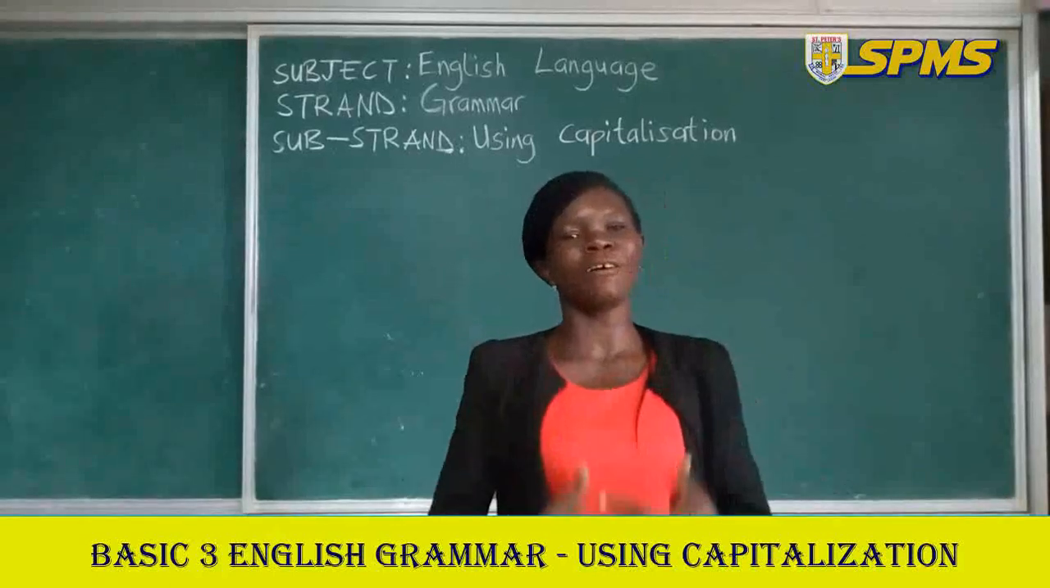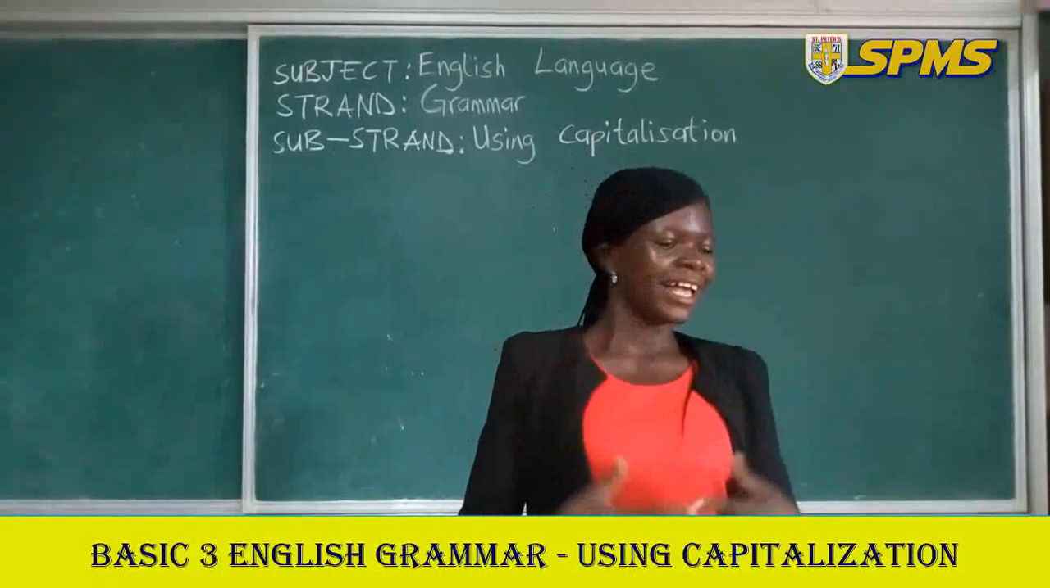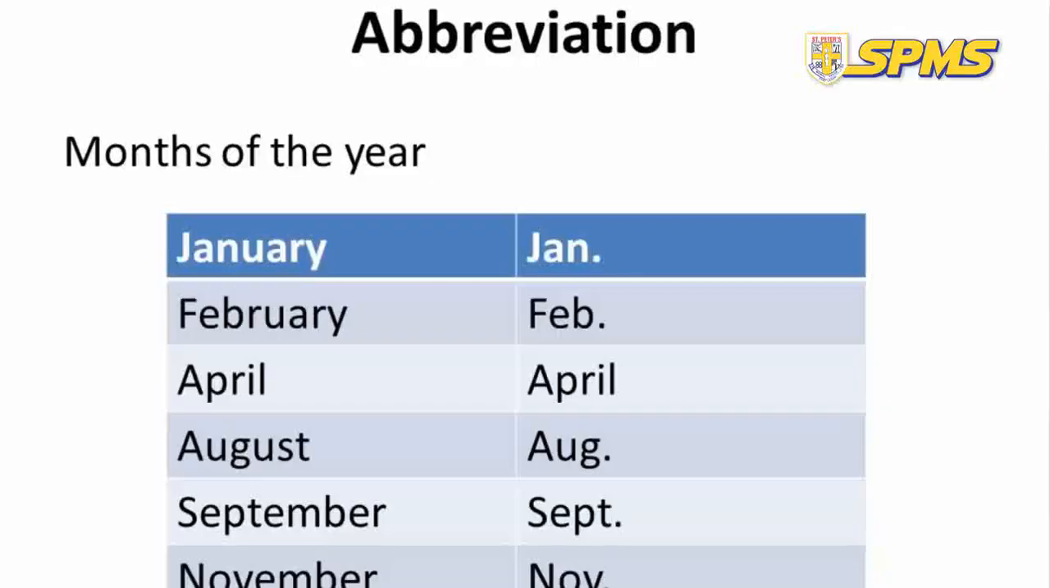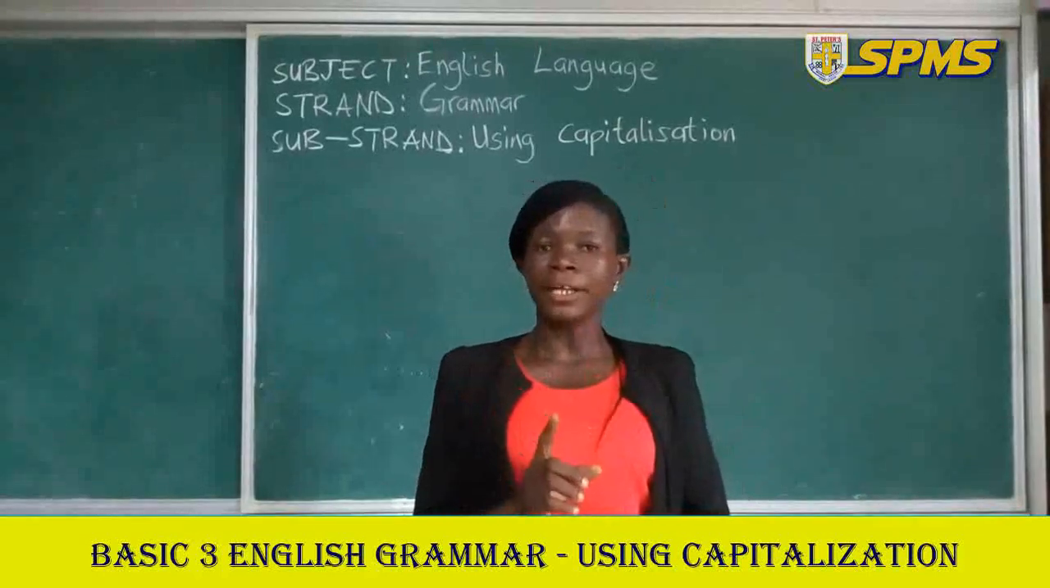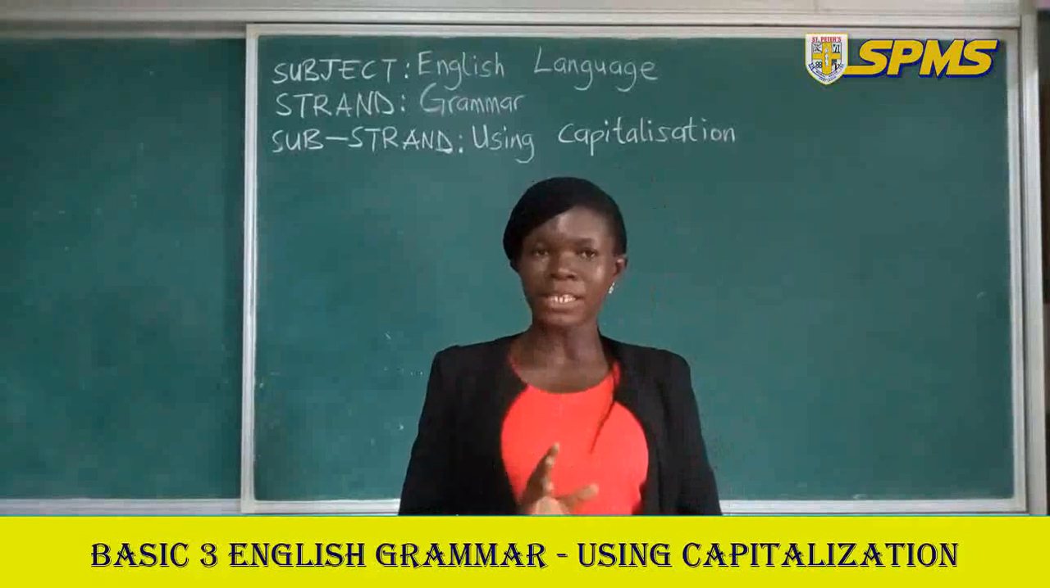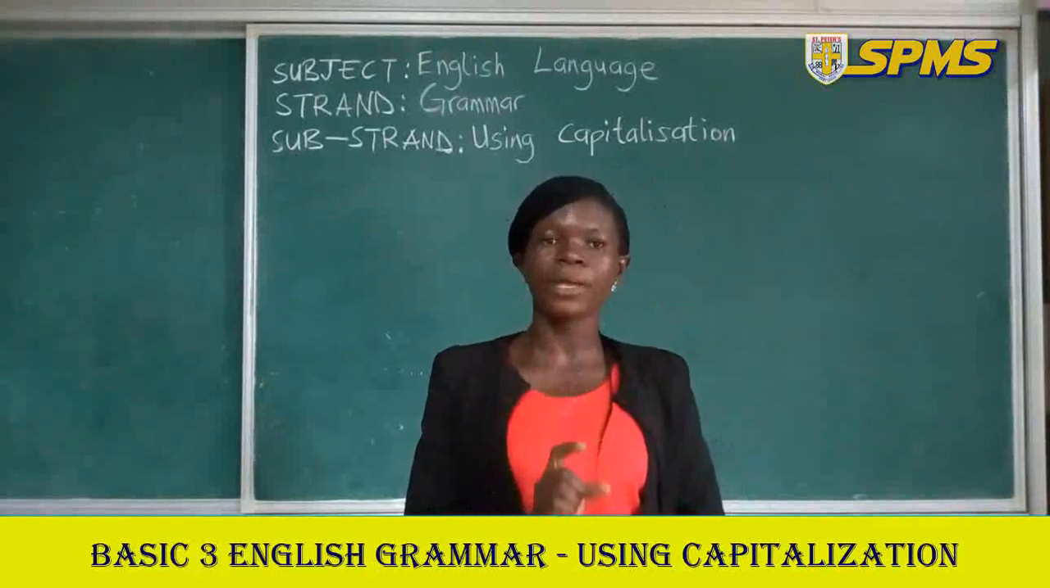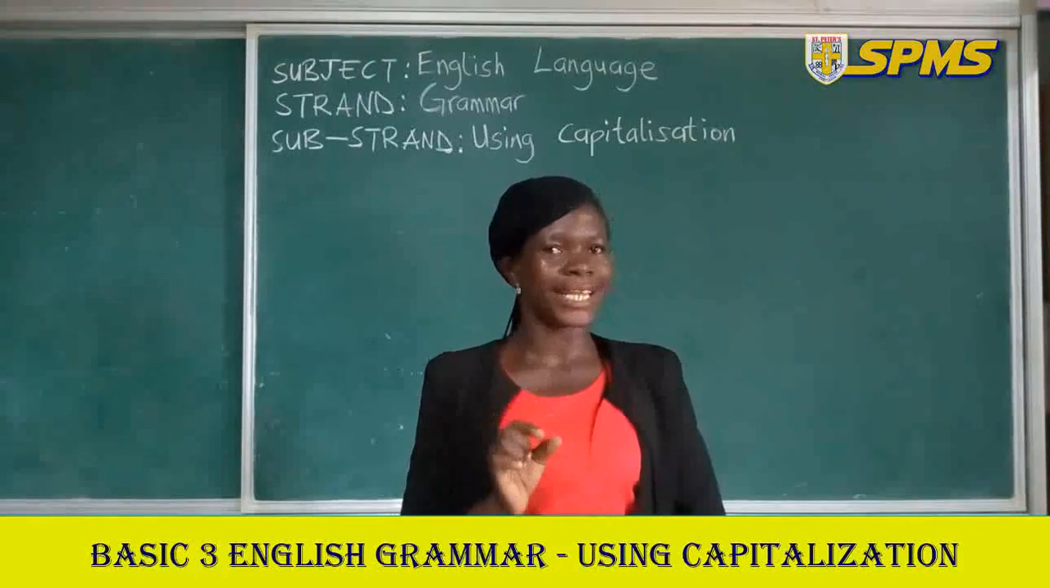Now let's see the abbreviations of some months of the year. January, JAN, full stop. February, FEB, full stop. April, APR, full stop. August, AUG, full stop. September, SEPT, full stop. November, NOV, full stop. December, DEC, full stop. Bear in mind, whenever we are abbreviating each of the words that I mentioned, only the first letter should be capital, the rest small letters.